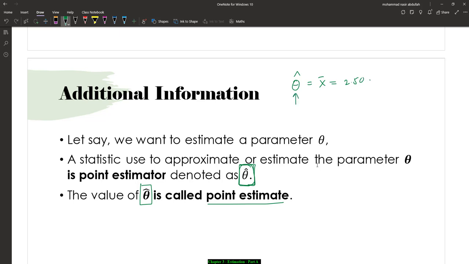So this is what we call the point estimator, and this is what we call the point estimate, right? It is the same thing. So x should have some values. Okay, so I hope you understand the concept of point estimate and point estimator.